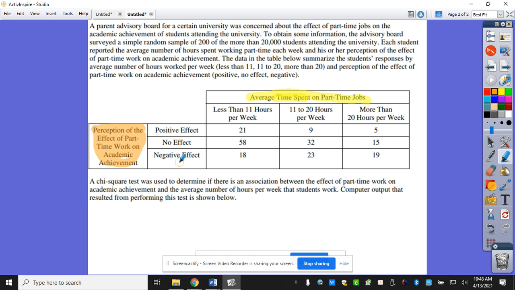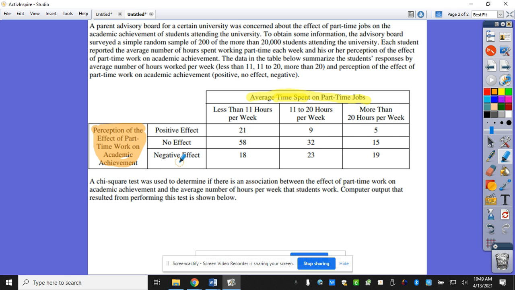Technically, our null hypothesis would be: effect of part-time work on academic achievement and average number of hours per week students work are what? How do I end my null hypothesis? Are independent. My alternative hypothesis would say the exact same thing, but would instead end with are not independent. And like I said yesterday, it doesn't really matter if I say average time spent on part-time jobs first or second. We're just talking about whether they're independent or not.